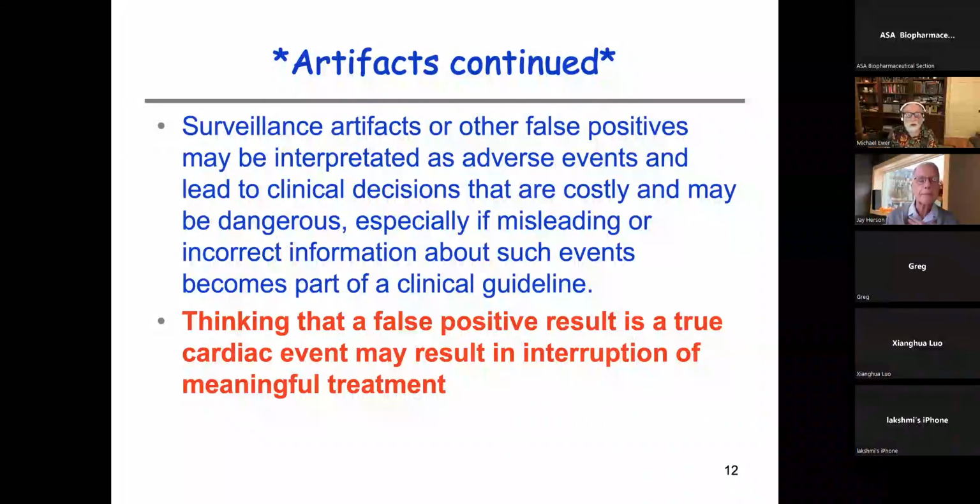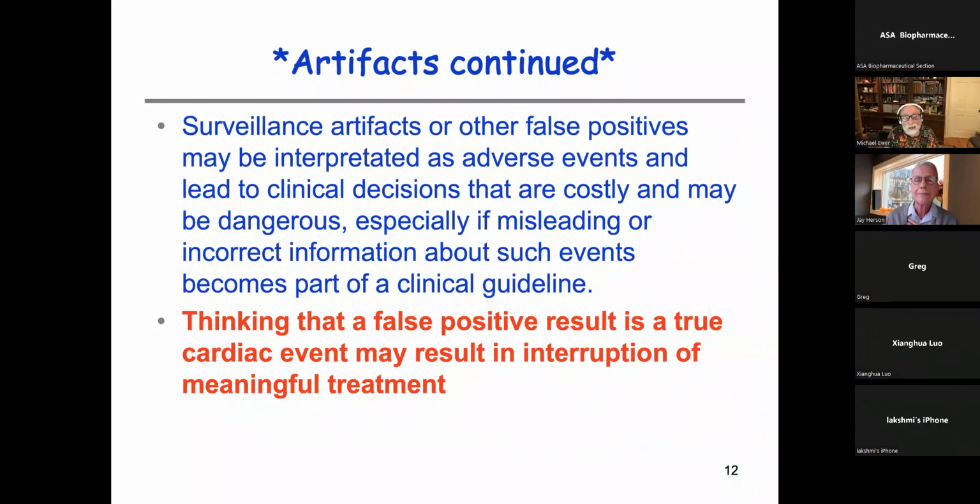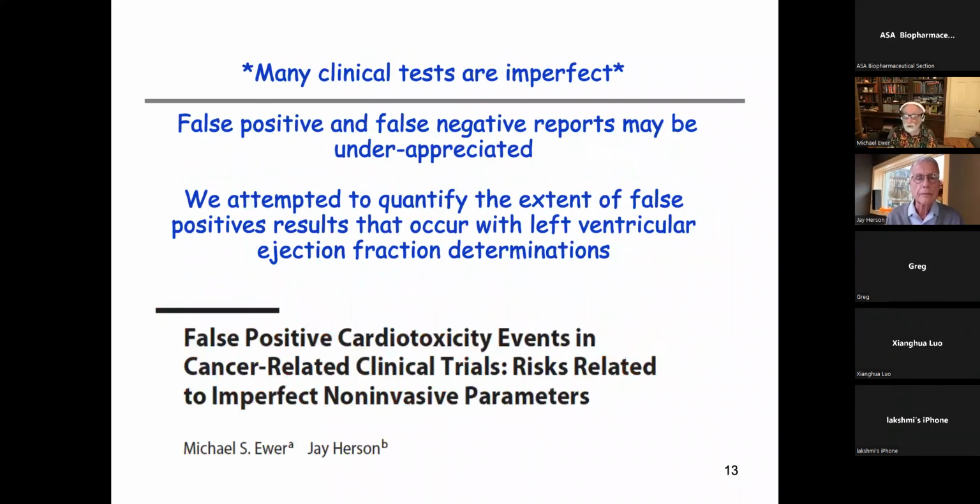And when the clinicians get it wrong, it leads to clinical decisions that are costly, maybe dangerous, especially if misleading or incorrect information, such as events, become part of clinical guidelines. Good grief, do we ever have guidelines that are over-inclusive? But thinking that a false positive result is a true cardiac event may result in the interruption of meaningful therapy.